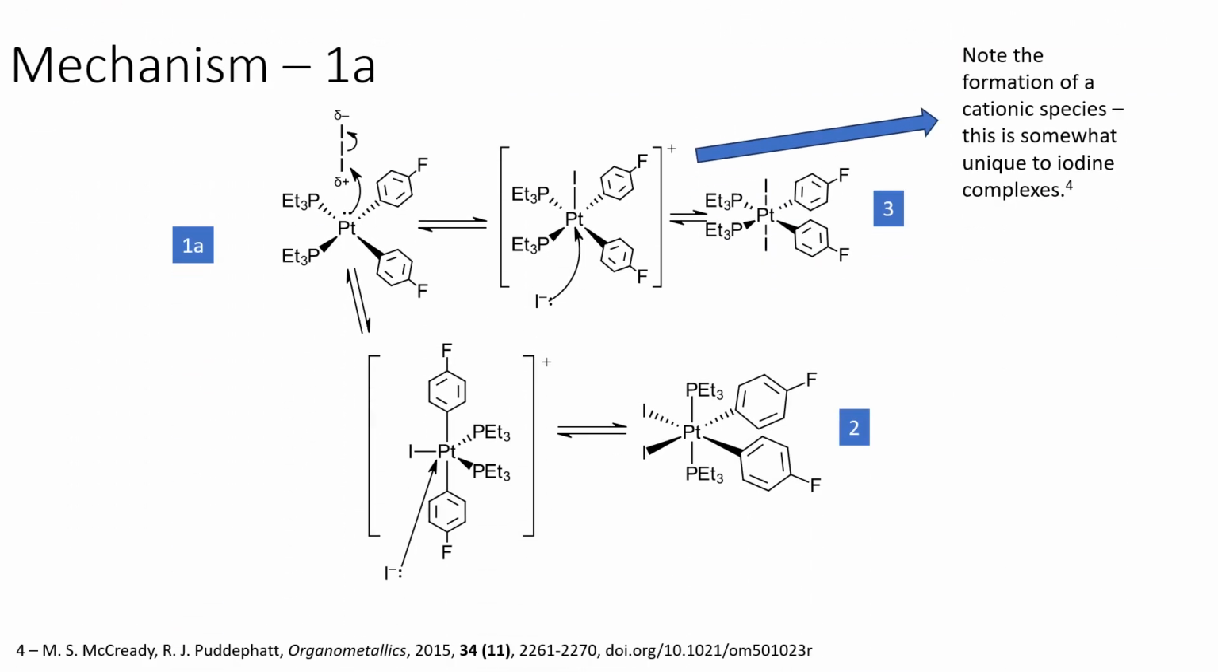Now we can discuss the mechanisms involved in the paper. The first one describes the reaction of the cis isomer. We can see it performs an oxidative addition reaction through attacking the iodine. At low temperatures, this reaction proceeds towards the intermediate, where the iodine molecules are trans to one another, although it's important to note that the formation of a cationic species in the middle is somewhat unique to iodine complexes compared to alternatives like fluorine complexes. However, upon heating, this moves to the final product of compound 2, where the phosphine ligands lie trans to each other.